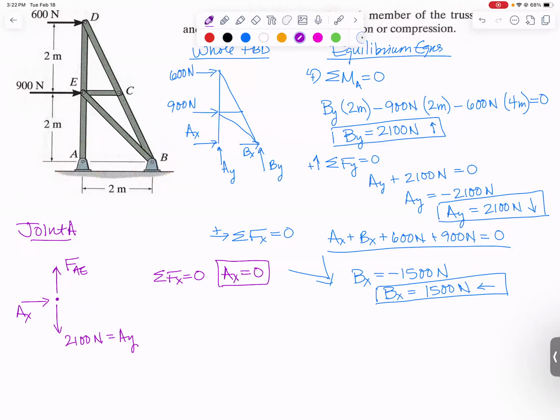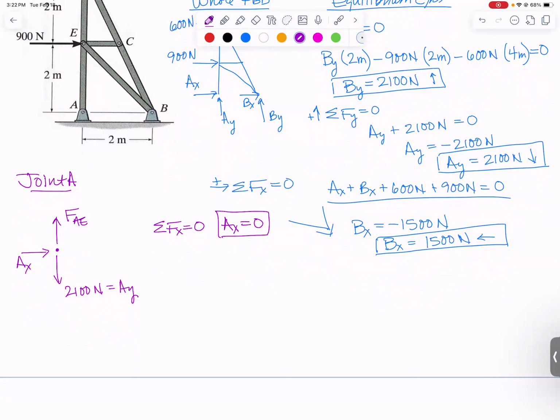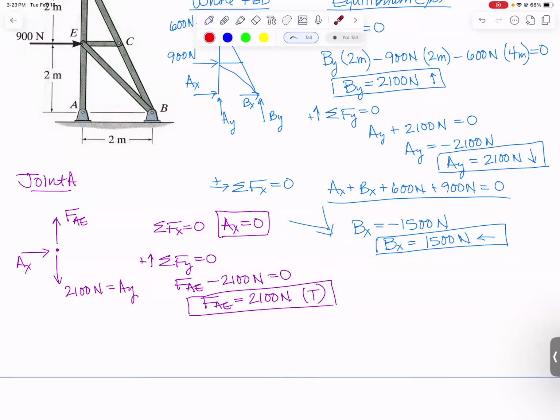Okay, returning to our purple joint A diagram, I can also sum forces in the Y direction. Call upward positive. We get FAE minus 2100 newtons equals 0. So FAE is 2100 newtons. And because it was positive and I drew it as acting out and away from that joint, that is tension. It means that the member is pulling up on the joint or the pin, or the joint is pulling down on the member.